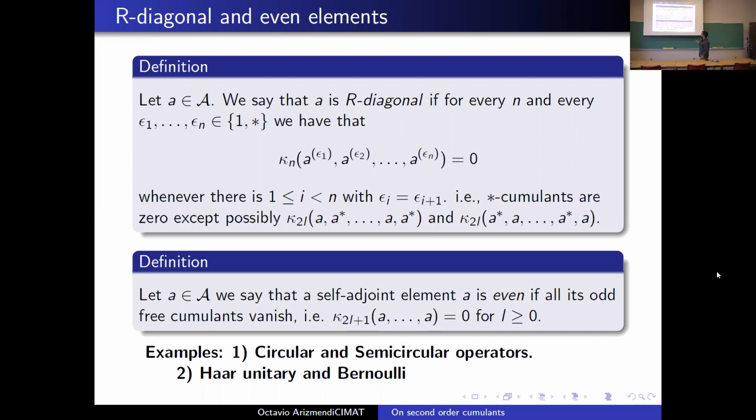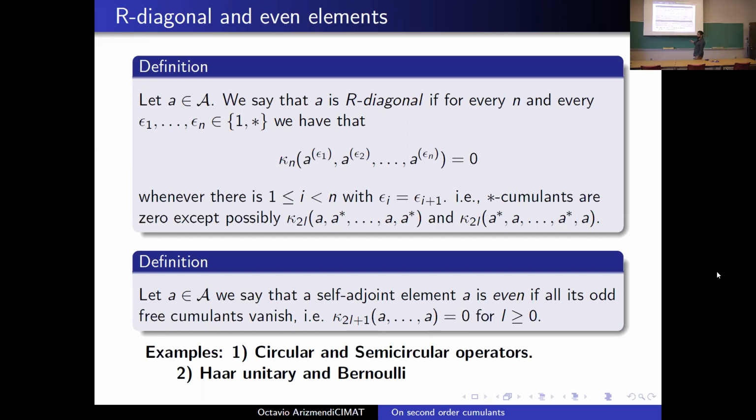Another one, which is maybe more natural, is I just take a symmetric distribution. This gives an even element, so the odd moments are 0. You might think that there is not much relation, but actually the combinatorics are basically the same when you want to look at A star A or at A squared.